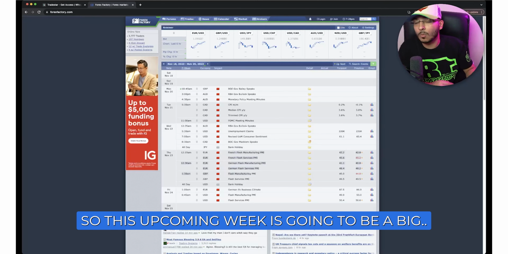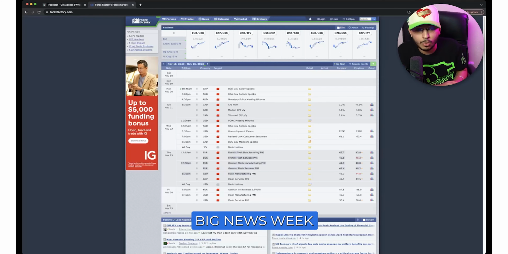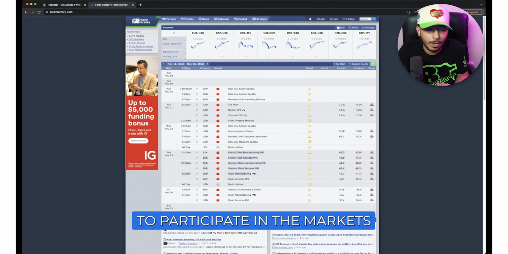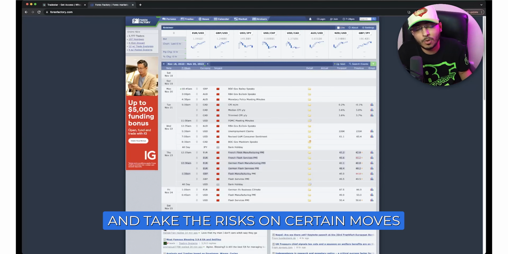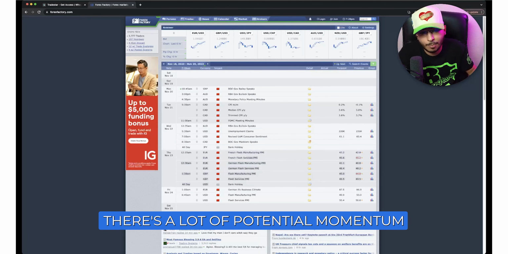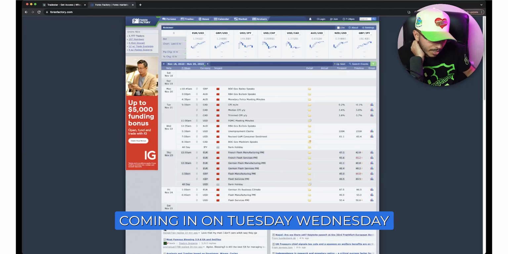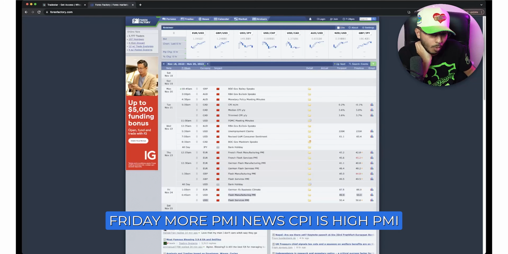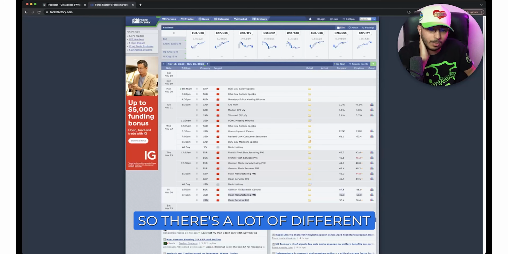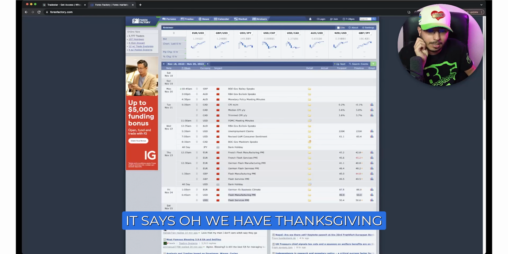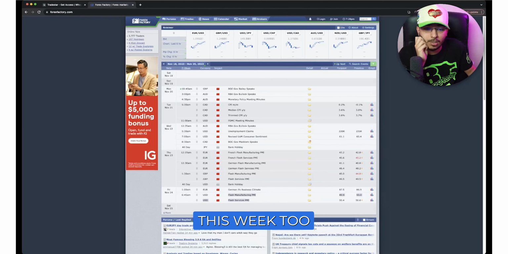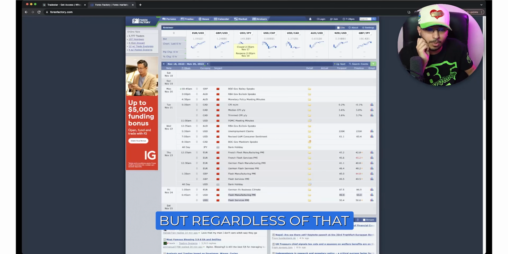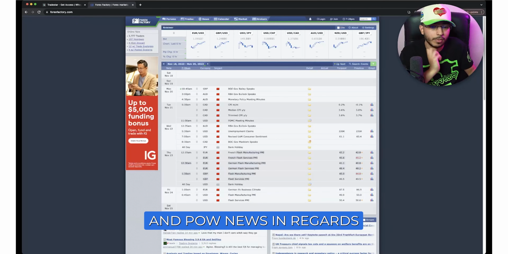So this upcoming week is going to be a big news week. If you're willing to participate in the markets and take the risks on certain moves, there's a lot of potential momentum coming in on Tuesday, Wednesday, and Thursday. And then to finish off the week, Friday, more PMI news. CPI is high, PMI kind of moves the market. So there's a lot of different stuff happening. We have Thanksgiving this week too. So Thursday is Thanksgiving, but regardless of that, we're still gonna have euro moves and pound news.